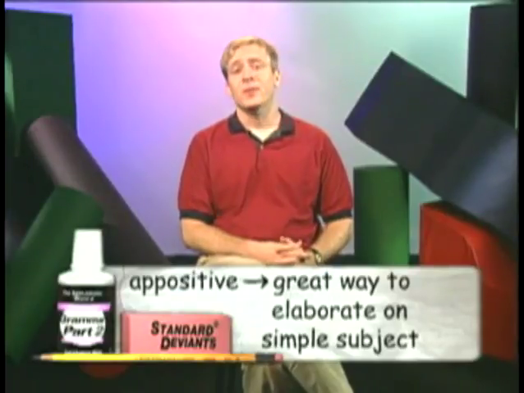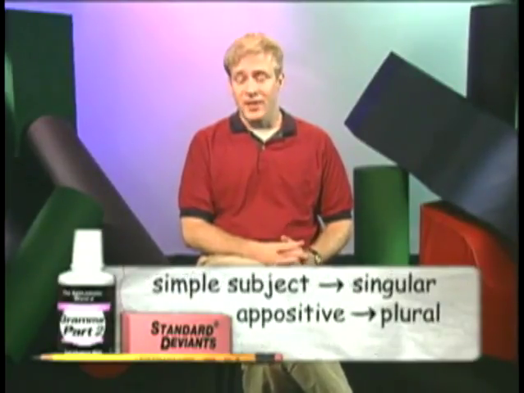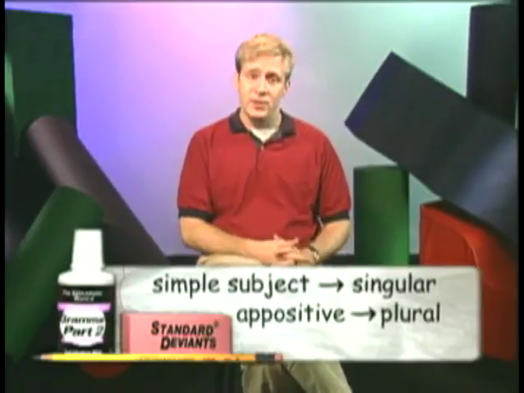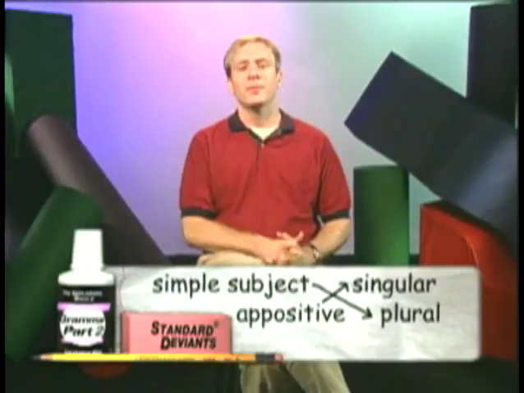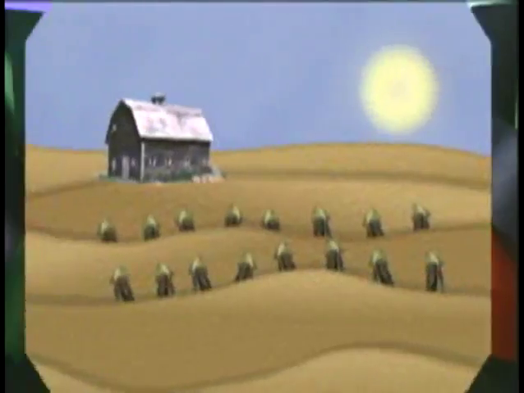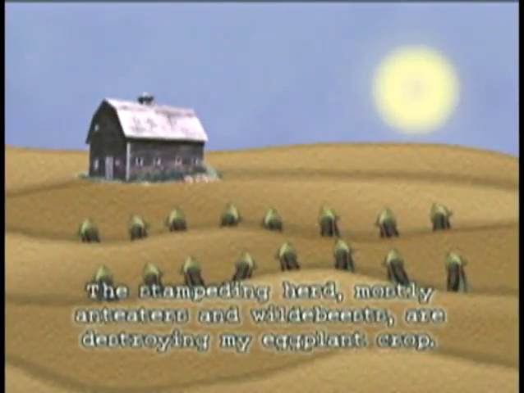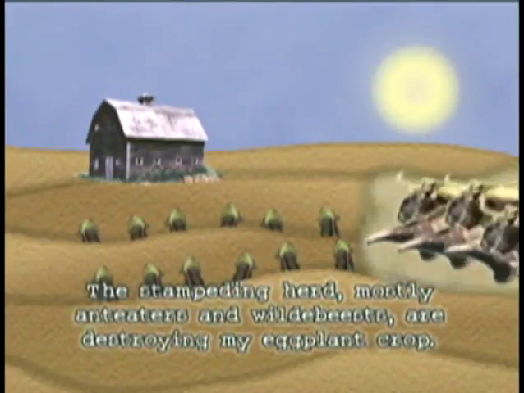Things can get sticky, though, when the simple subject is singular and the appositive is plural, or vice versa, when the simple subject is plural and the appositive is singular. Here, we'll show you what we mean. Consider the sentence, "The stampeding herd, mostly anteaters and wildebeests, are destroying my eggplant crop."